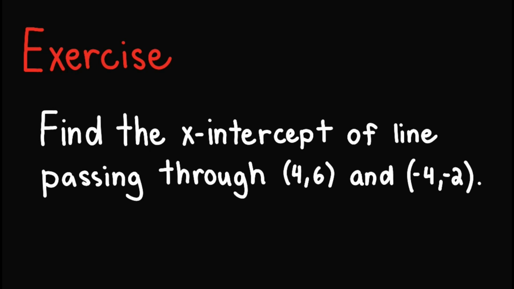So before I end this, here is an exercise that you can work on. So in here, our goal is to find the x-intercept of a line passing through these 2 points out here. So the idea here is the same. We first apply the 2-point form, given these 2.